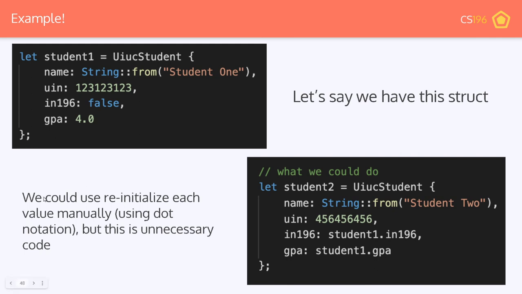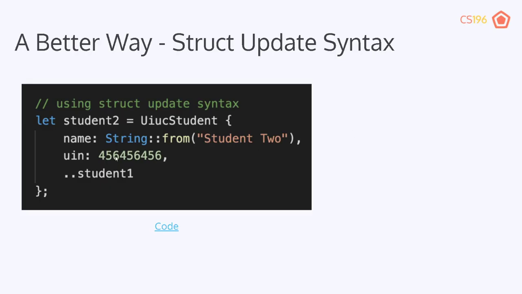Instead of reinitializing each one, we could do it this way and get the value and pass it in, and get the value and pass it in, but that's way more characters than just typing false or 4.0, and maybe it's more complex. But in either case, we can generalize this even more, and we can just say dot dot student one.